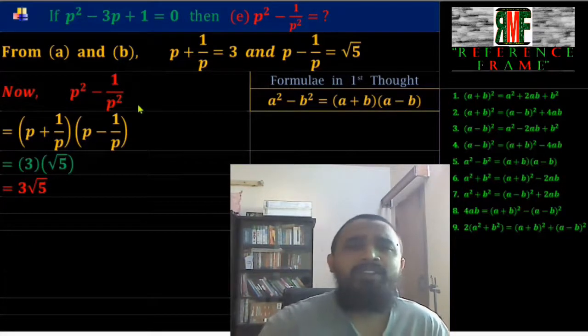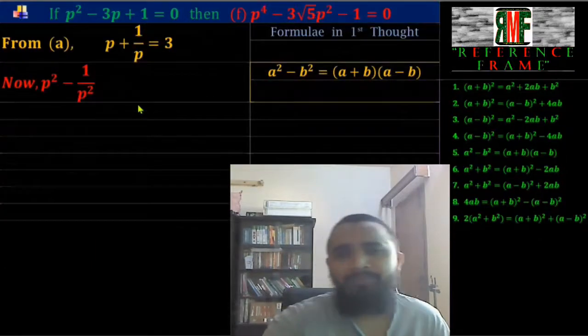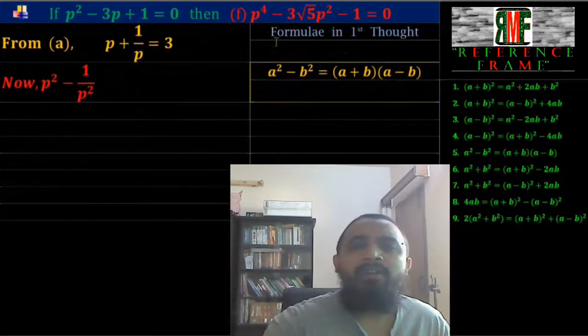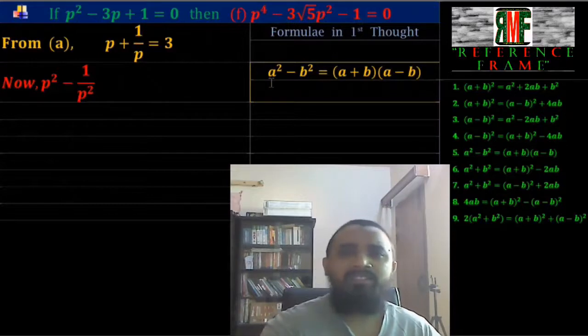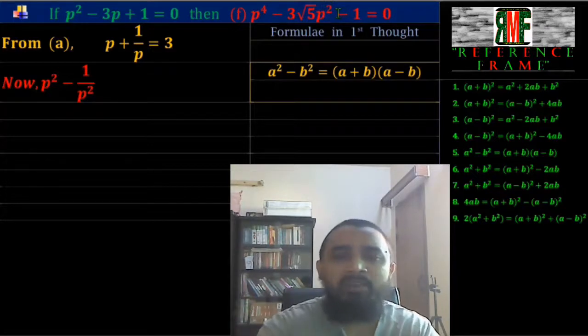Okay, so moving to our next problem. This is quite easy. This time we need to find the value of p to the power 4 minus 3 root over 5 p square minus 1. So look here again, highest index 4, half of the index 2, index vanishes. And now look, as I mentioned earlier, here the sign is very important.